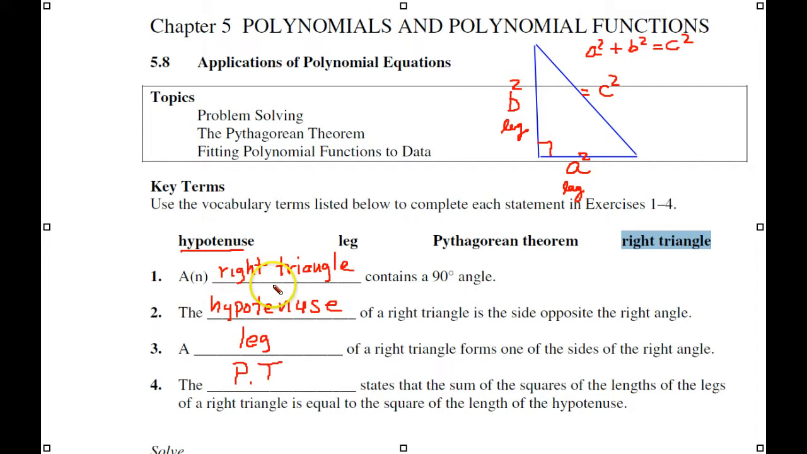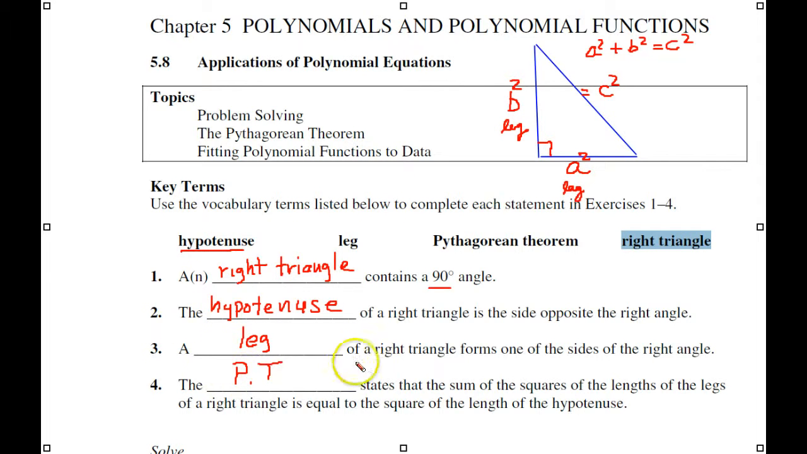So, a right triangle contains a 90-degree angle. The hypotenuse of a right triangle is the side opposite the right angle. Seems like we just reviewed this. A leg of a right triangle forms one side of the right angle. So again, the short leg is usually A, long leg is usually B, but that's not always followed.